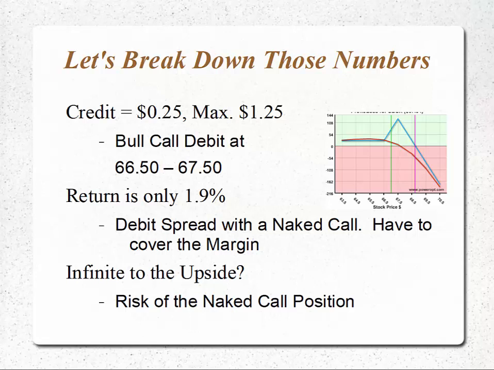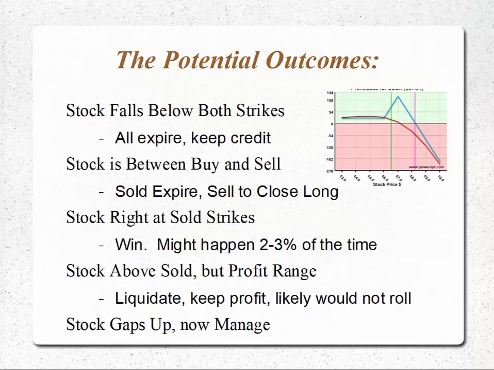And the infinite risk to the upside, well, that's the risk of the naked call. If the stock suddenly gaps up, good news comes out, positive pre-earnings announcement, you're behind the eight ball very quickly with this strategy. And that's one of the reasons why it's maybe not as commonly used as other leverage spread positions, your standard credit spreads, debit spreads, maybe even iron condors. Again, what are the potential outcomes? Well, the stock falls below both strikes, all expire, we keep the credit.